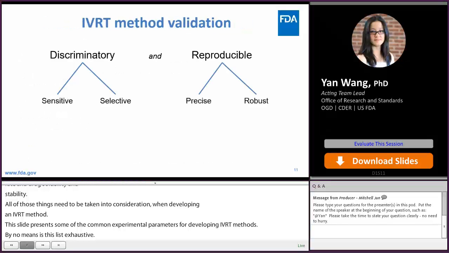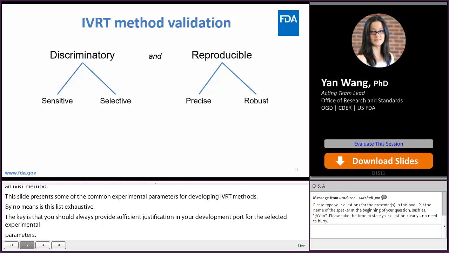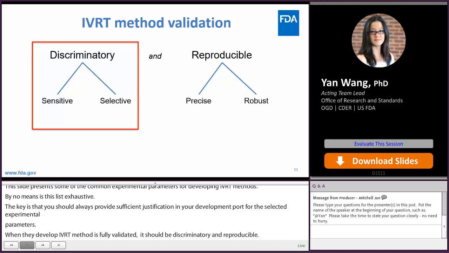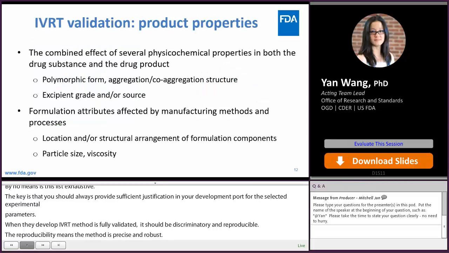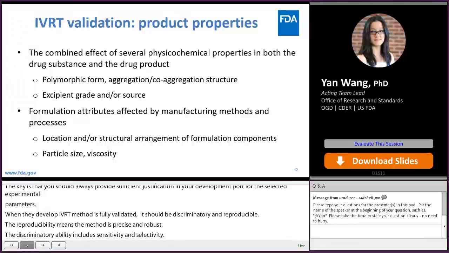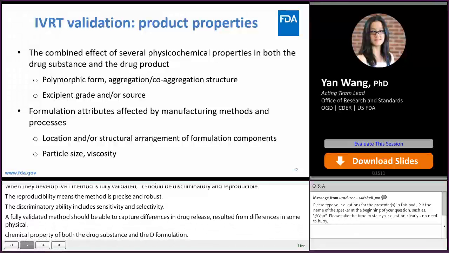When the developed IVRT method is fully validated, it should be discriminatory and reproducible. The reproducibility means the method is precise and robust. The discriminatory ability includes sensitivity and selectivity. A fully validated method should be able to capture differences in drug release resulting from differences in some physicochemical properties of both the drug substance and the formulation, such as distinguishing different polymorphic forms, excipient grade, and source. In addition, the method should also be able to detect differences in formulation attributes affected by manufacturing. I will further elaborate on this in later slides using 3 case studies.